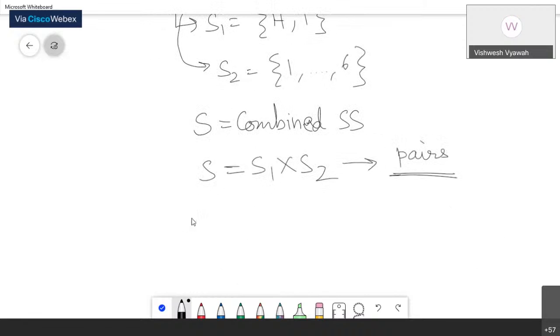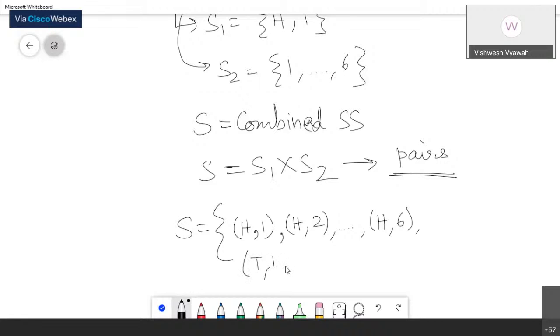So how will your S look like? Now you imagine you have thrown a coin and you have thrown a dice also. So you are getting head and you are getting 1. This is one outcome. Then you are getting head and you are getting 2. Like this, head comma 6. Then you will have T comma 1, T comma 2, up to T comma 6.